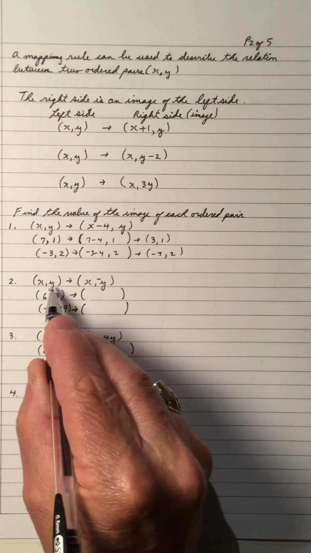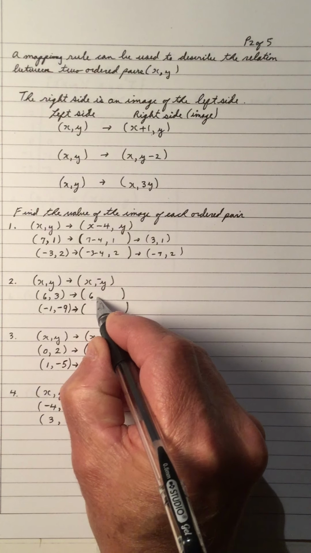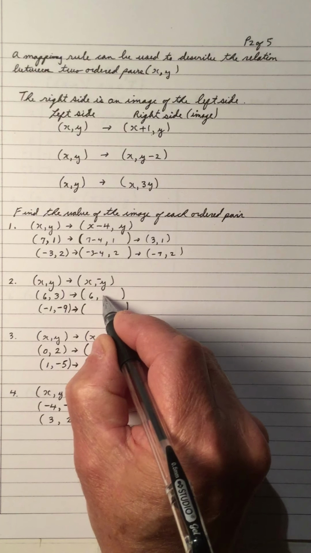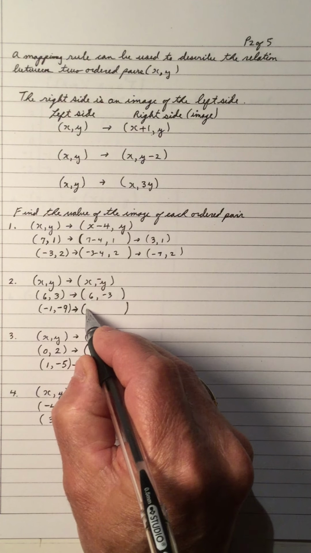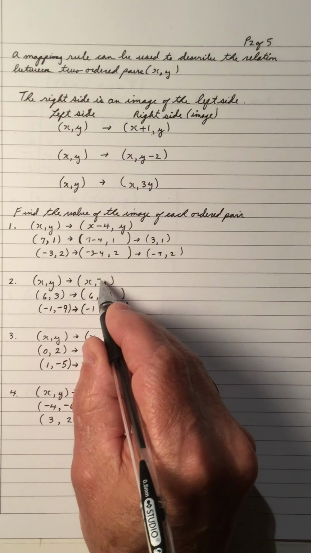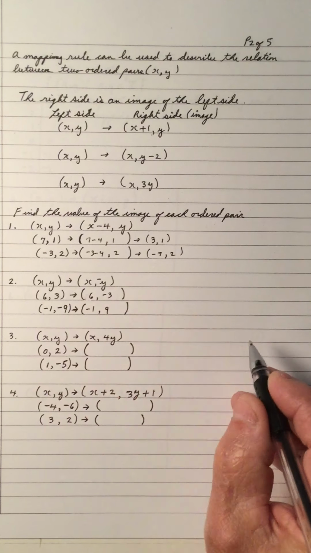Number 2, (x, y) mapped to (x, −y). So the x is not changed, but the y is the negative. So 3, negative 3. The x is not changed, so the x is negative 1. And the opposite of negative 9 is positive 9.